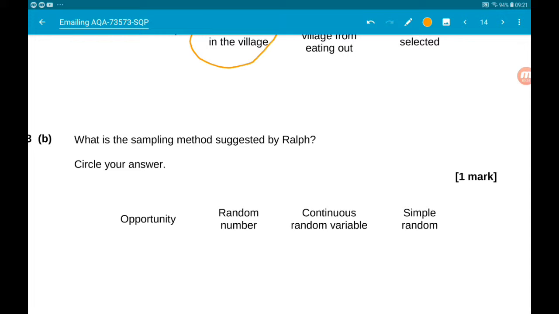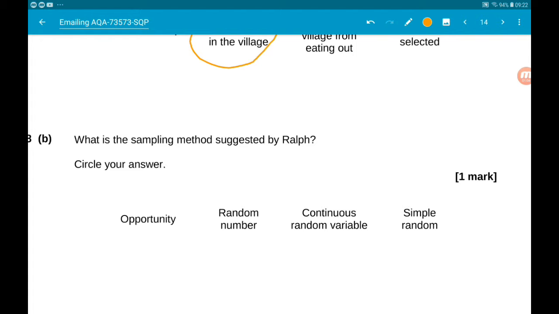So it's not opportunity sampling. That is when you've asked a certain group of people about something and you have another very similar group of people that you could ask about the same thing. So for example, students in a school. If you sampled one class and then you wanted a bigger sample, you could sample another class.